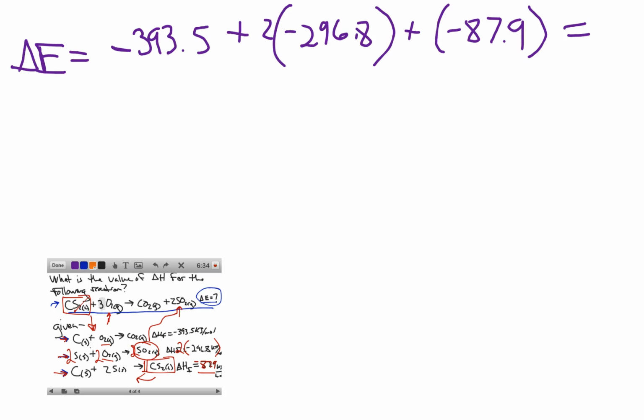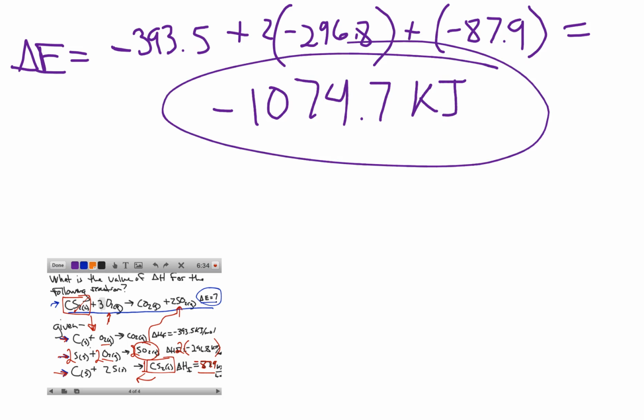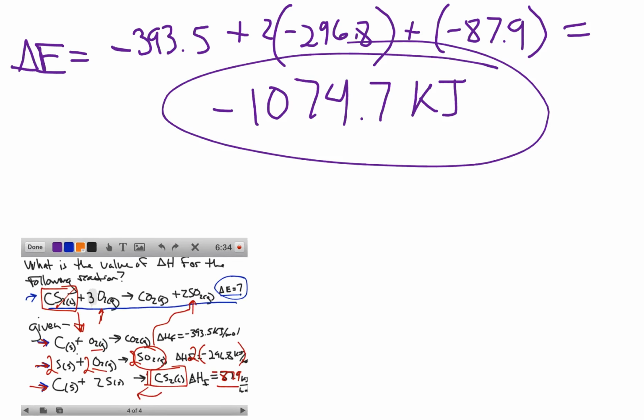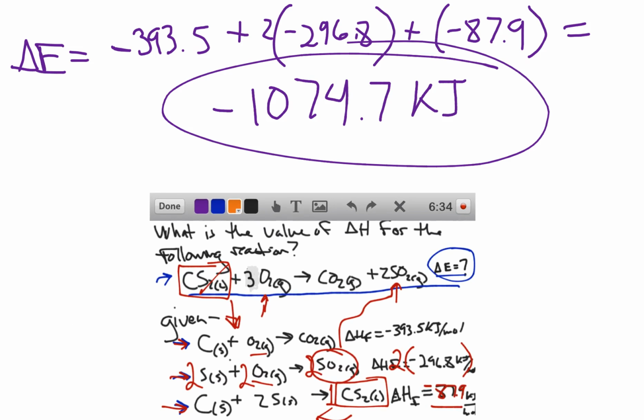Alright, so I rewrote this. And I added up all the values. And I get a total of negative 1074.7 kilojoules. Yep, looks like it was kilojoules. Alright, so that would be the overall heat of reaction, or enthalpy change, whichever way you want to call it, for this reaction I had right down here.